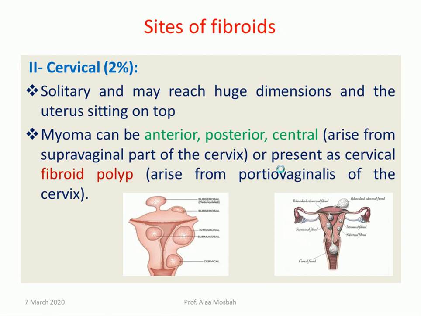While cervical fibroid constitutes only 2%, and usually it is a solitary lesion, as you see in this picture, and it may reach a huge size, and the uterus looks as if it is sitting on top of this huge mass. It is said in the literature that it looks like a monkey on a mountain, and this mountain is the huge cervical mass. Myoma can be anterior or posterior or central in the supravaginal part of the cervix. While in the portio vaginalis, there may be a fibroid polyp, as in this picture. This is a fibroid polyp arising from the portio vaginalis.